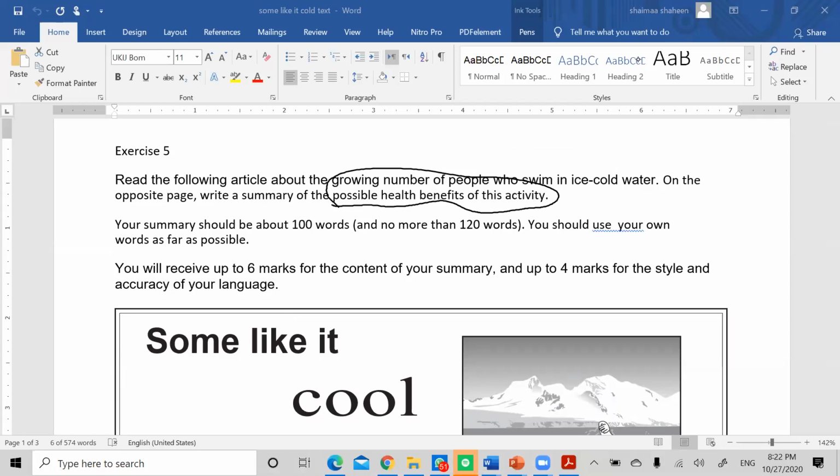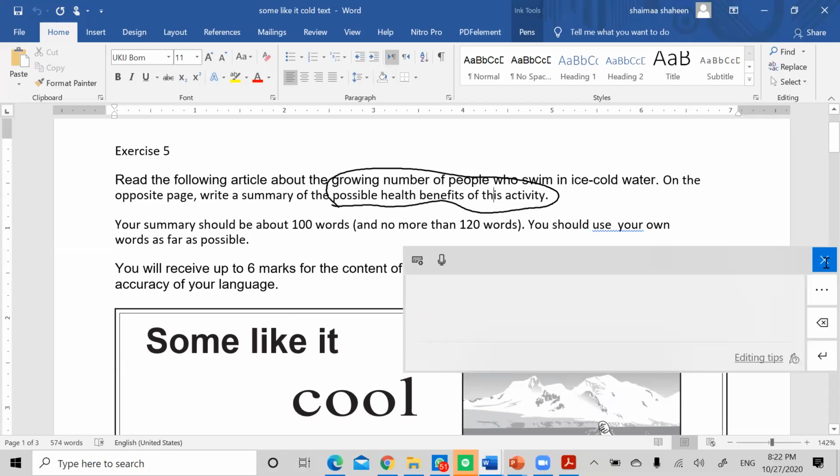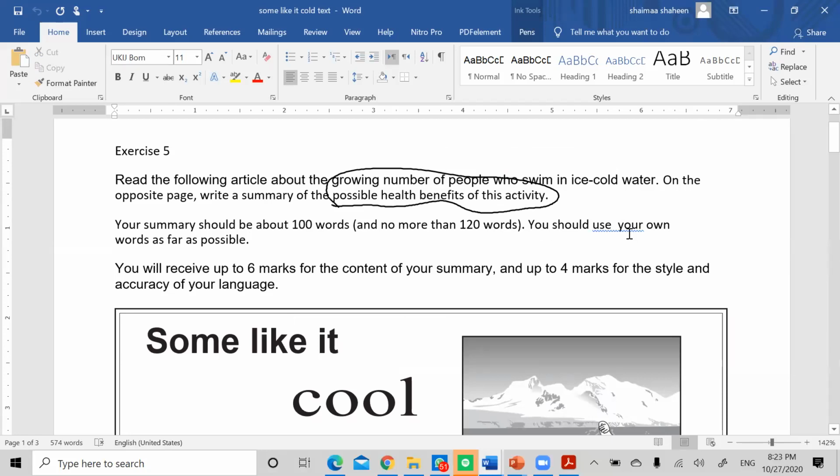And this is important in this exercise. How can I do it? To use my own words as far as possible. How can this be achieved? How can I use my own words as far as possible?